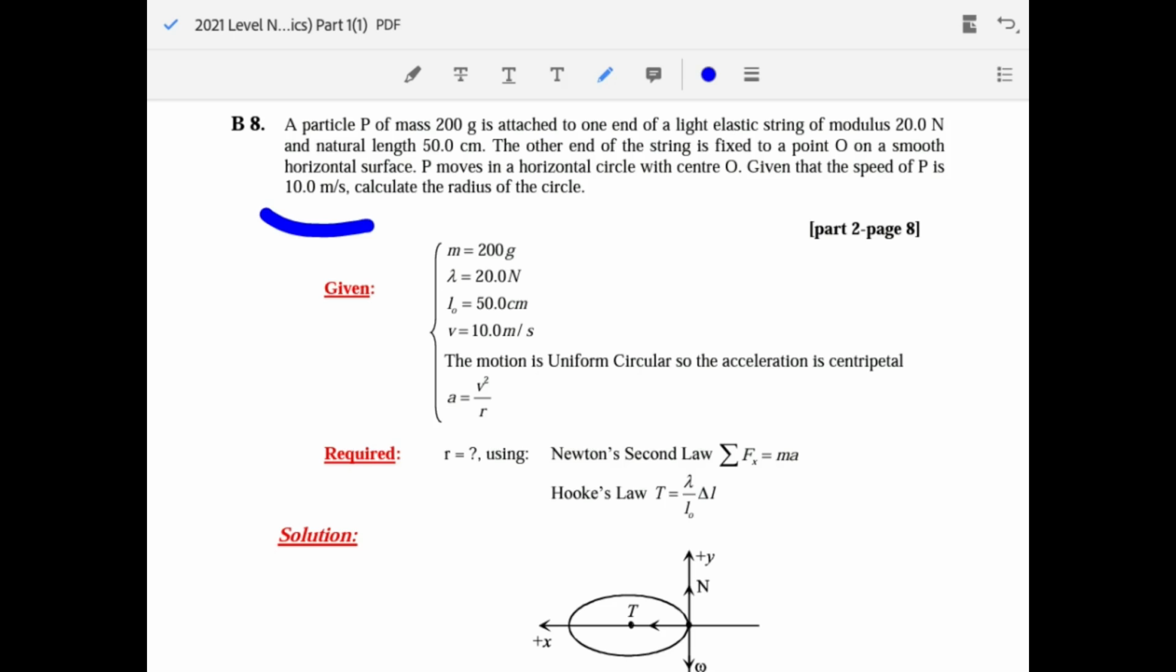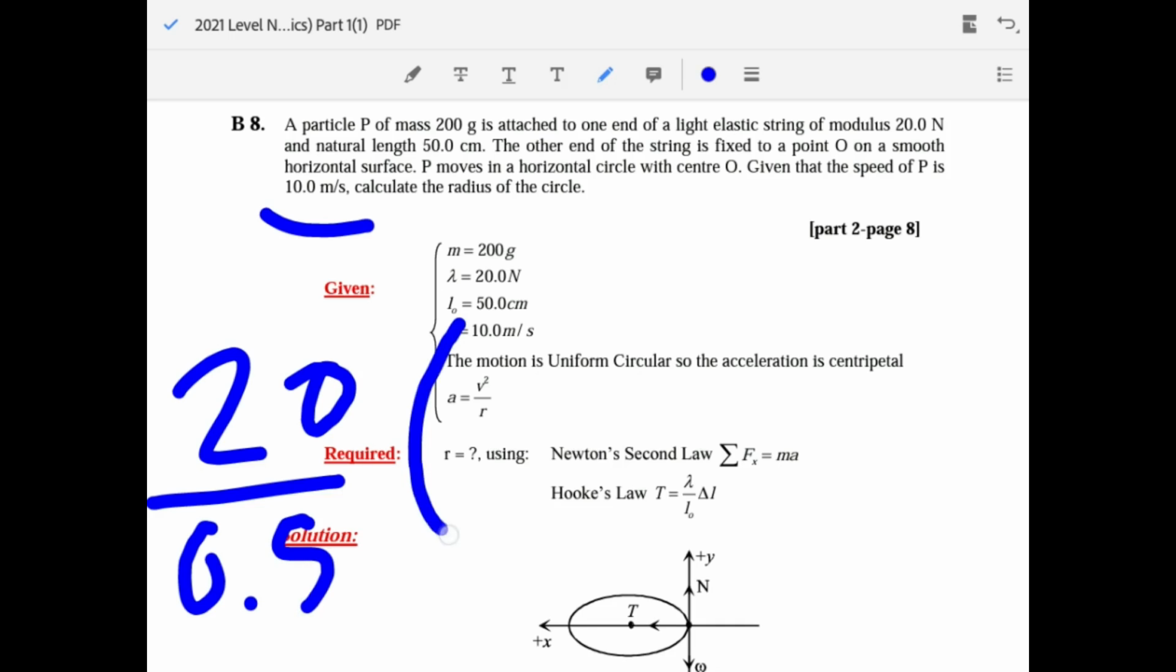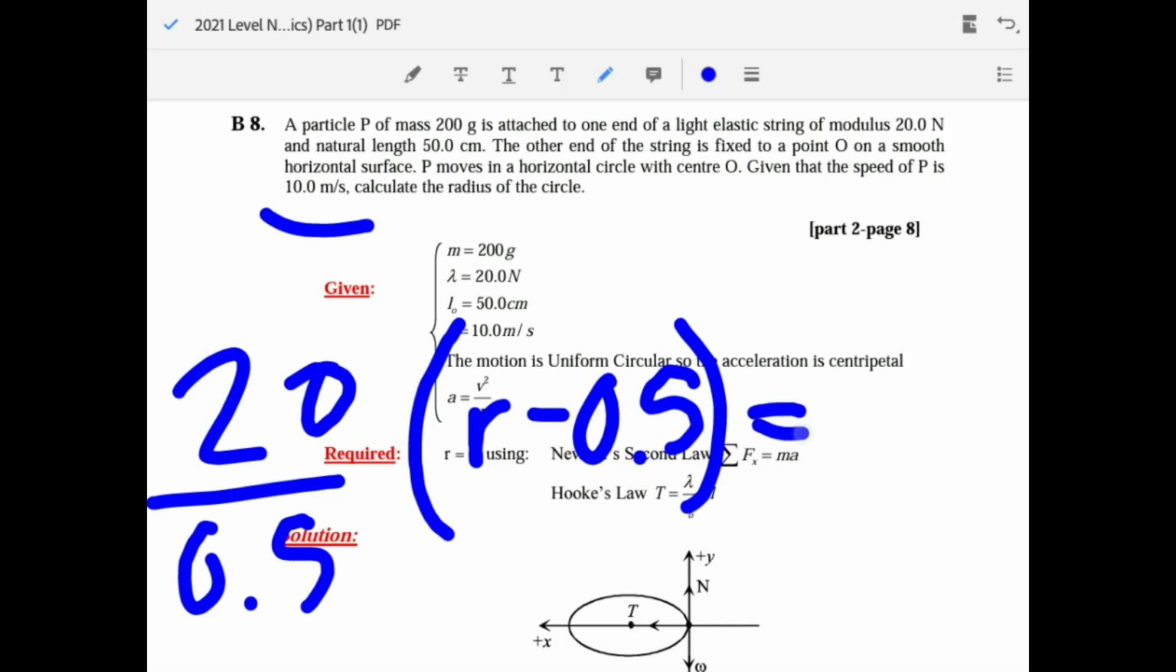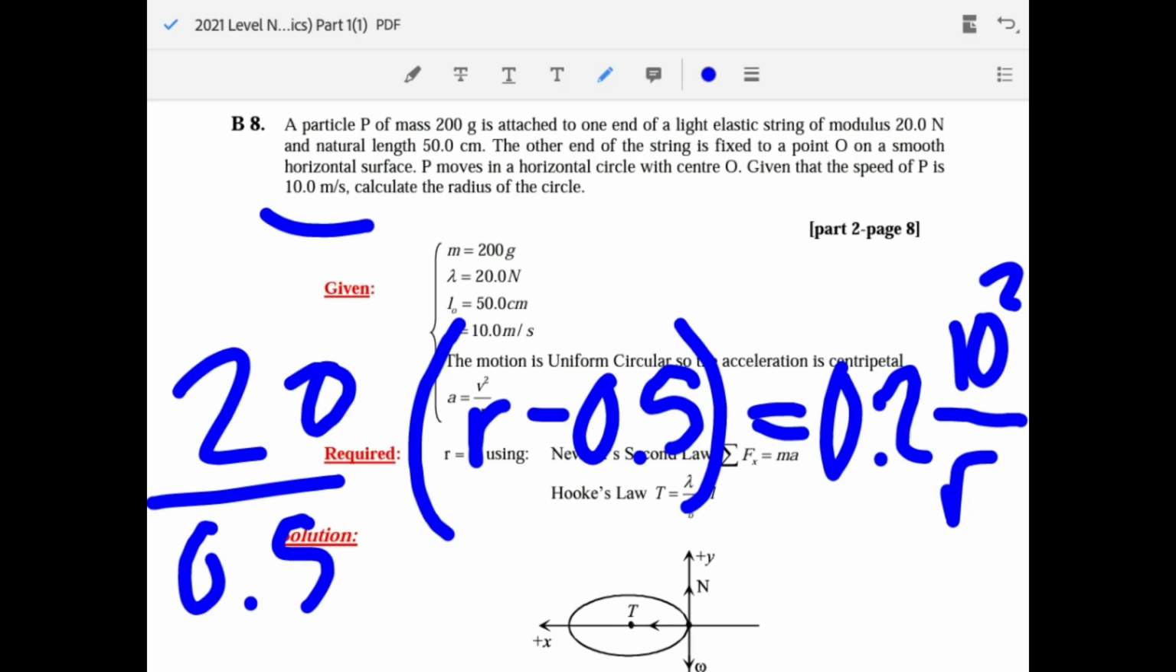So since it's elastic, you know that you have to use the formula for tension using the modulus. So 20 over natural length 0.5 into X, or R minus 0.5. This tension is equal to MA. So M is 0.2, and then A, which is V squared over R, 10 squared over R. So now you have one variable and you can just plug it into your calculator and find it, or do algebra.